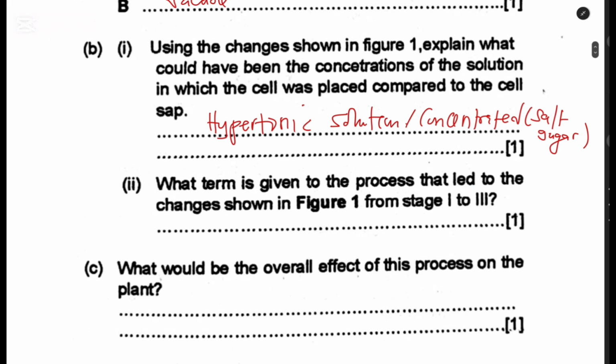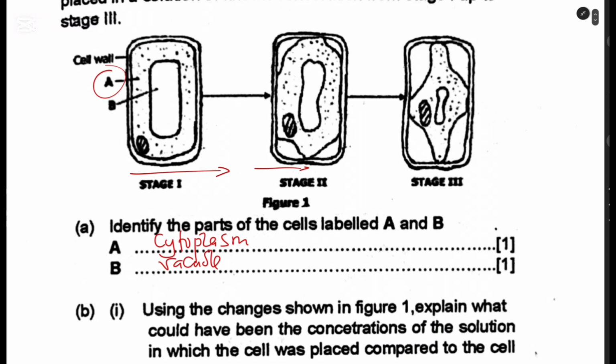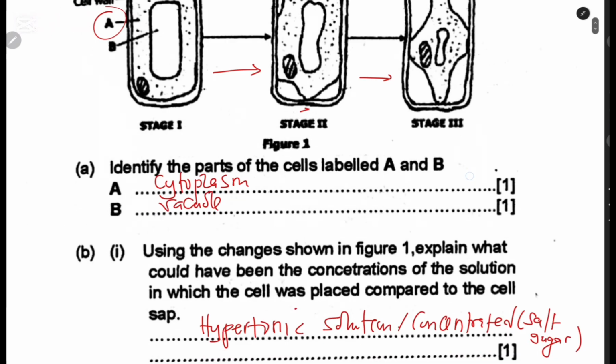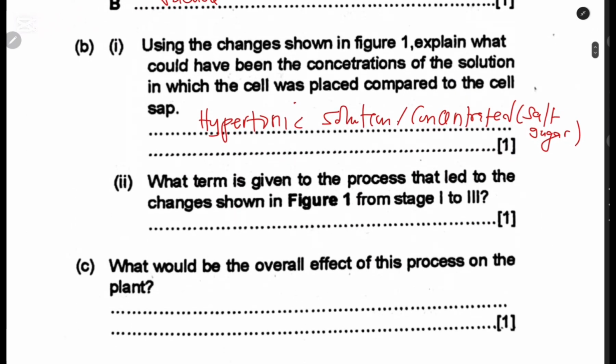Question 2 of B, what term is given to the process that led to the change shown in figure 1, that is from stage 1 to stage 2? So what caused this change is a loss of water. And the process by which the cell loses water is called osmosis. And therefore to answer this question, we are going to say the process is called osmosis. And at some point you've defined osmosis.